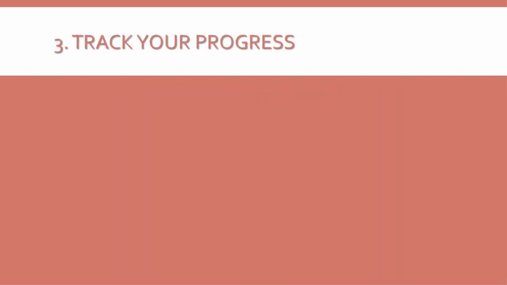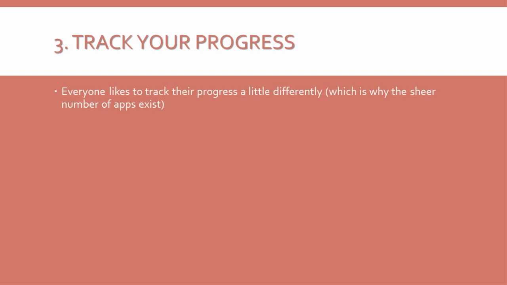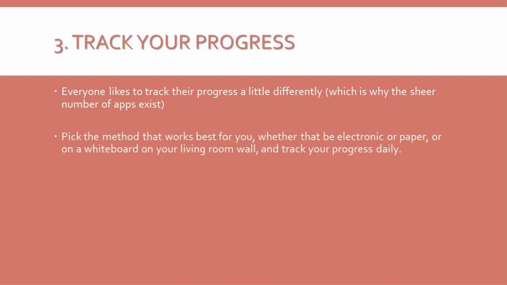3. Track your progress. There is a reason why there are so many apps and computer programs for tracking goals. They actually work. Everyone likes to track their progress a little differently, which is why the sheer number of apps exist. So pick the method that works best for you, whether that be electronic or paper, or on a whiteboard on your living room wall, and track your progress daily.